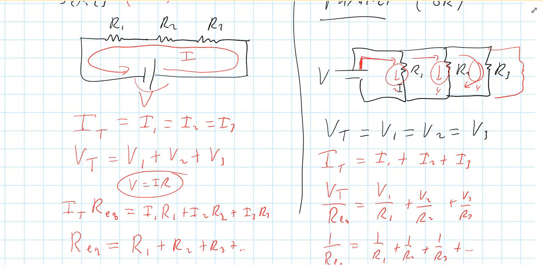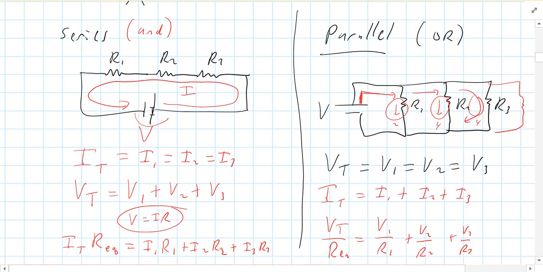Parallel is an or. If you're Joe Electron and you're trying to get from the top of the battery to the bottom, you can go through R1 or R2 or R3 and end up back in the same spot. That's parallel. So again, series is and. If you go through one, you have to go through the other, no choice. Parallel is or. If you go through one or the other, you end up in the same spot. Okay, that's important to remember.